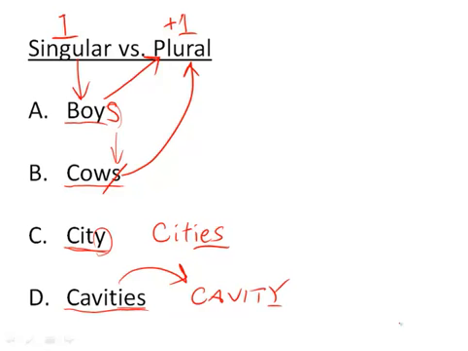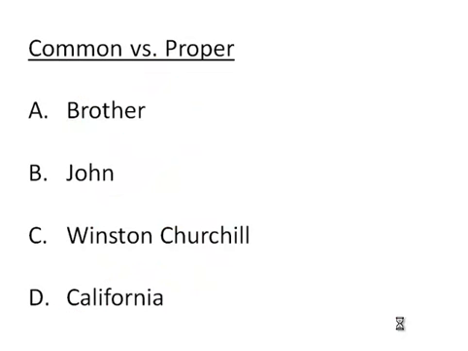The next thing you want to know about nouns is that there are common and proper nouns. A common noun can describe anyone in general. My brother. The man, the boy. These are not specific people. I could have many brothers. There are, of course, many men, many boys.